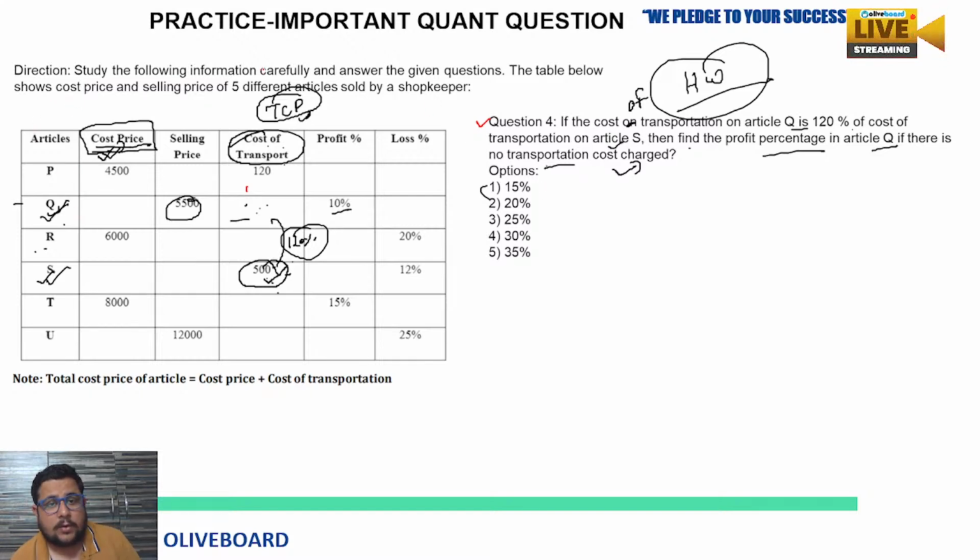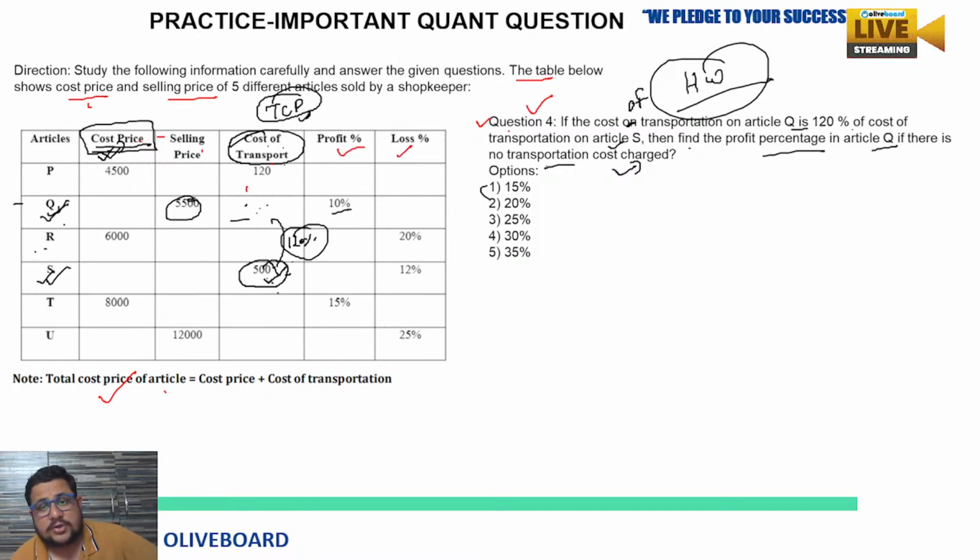Study the following information carefully, answer the given question. I have explained this DI, right? This missing data DI in the previous session in detail. So let's discuss this question. The table below shows the cost price and selling price of 5 different articles, P, Q, R, S, T. What is given? The cost price, selling price, cost of transport. So cost price plus cost of transport is equal to the total cost of the article, profit percent, loss percent.